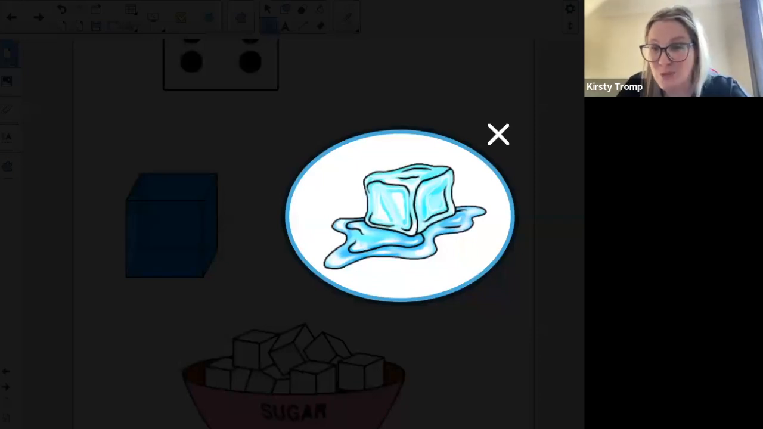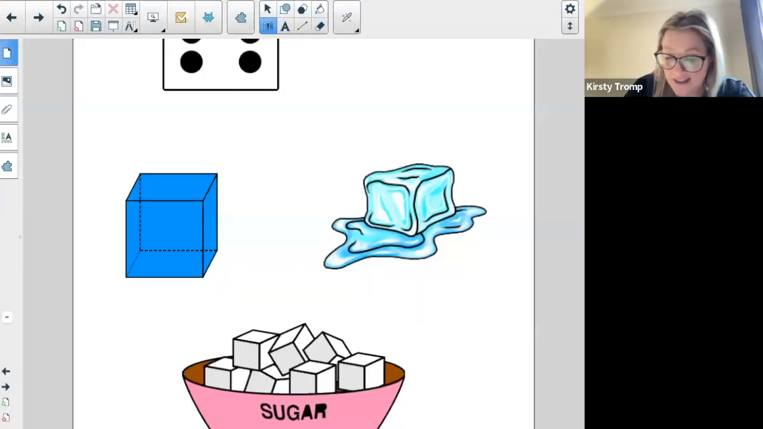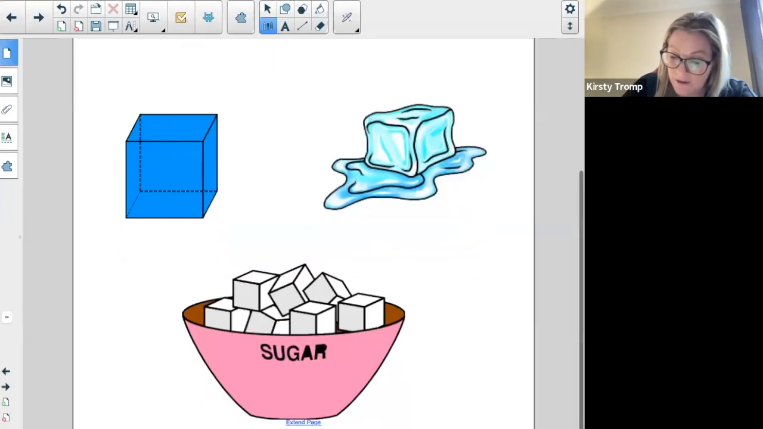What kind of special cube is that? It's water, you stick it in the freezer and it becomes, what is it? Who's talking to us in the chat? An ice cube. Well done. Nice, guys.